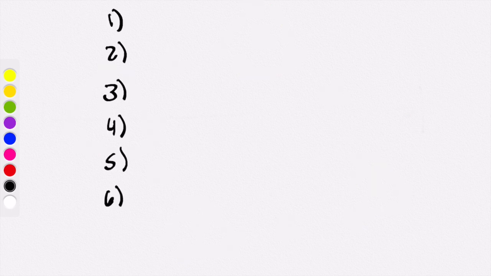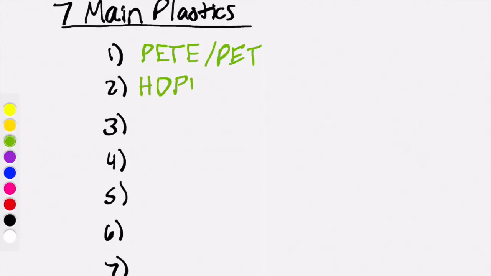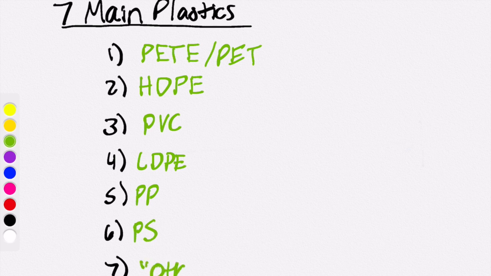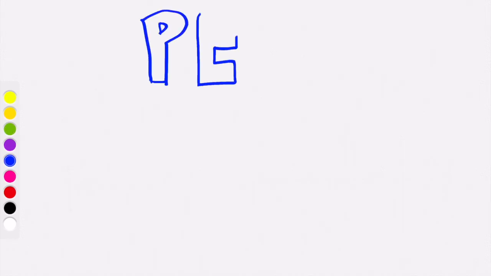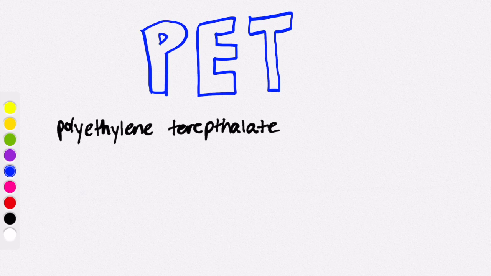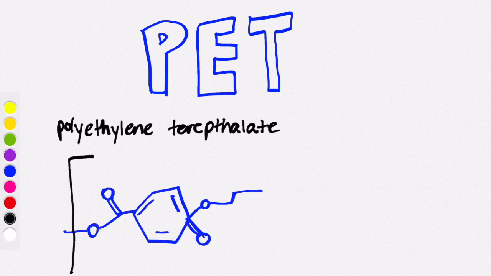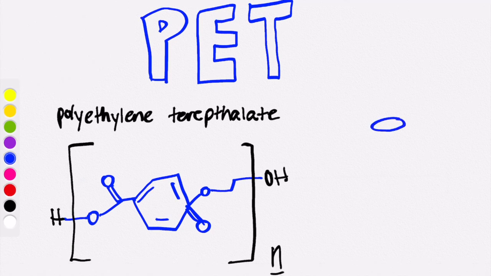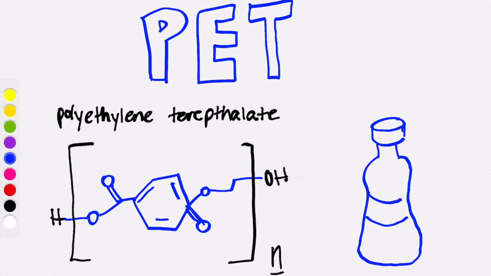The 7 main plastics are PETE or PET, HDPE, PVC, LDPE, PP, and PS. There's also an other category. PETE is polyethylene terephthalate, one of the most common types of plastic. It is a resin used for the manufacture of food containers and plastic bottles and is widely recycled. The polymer PET is comprised of smaller units of ethylene terephthalate in a long chain.